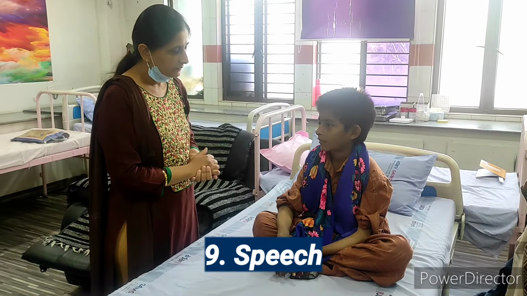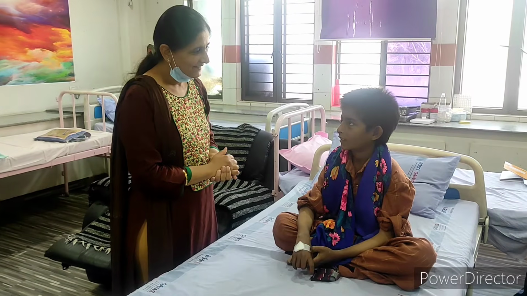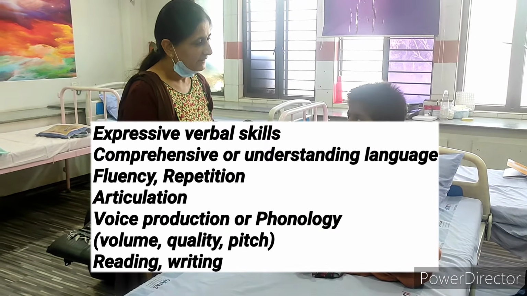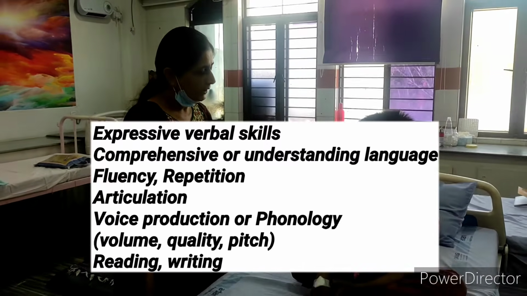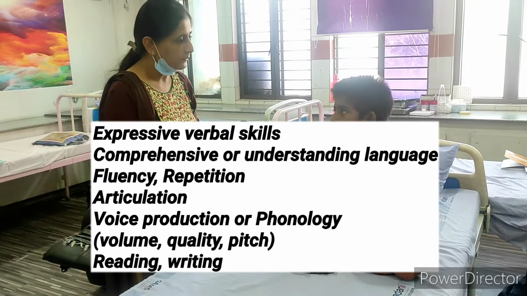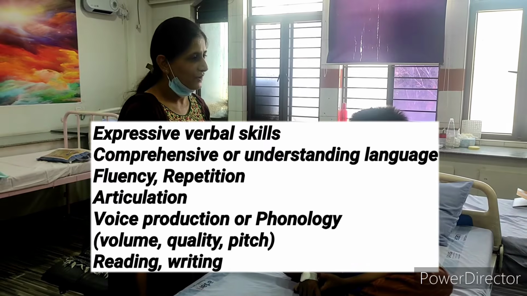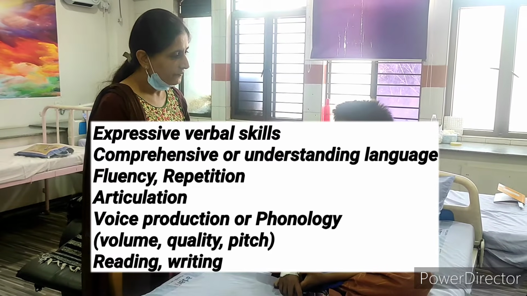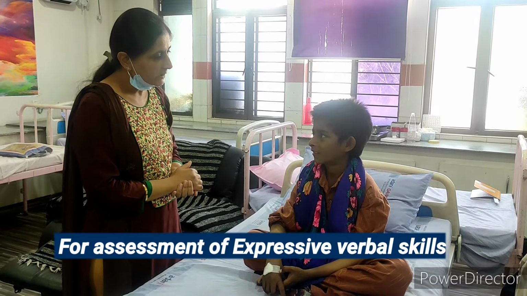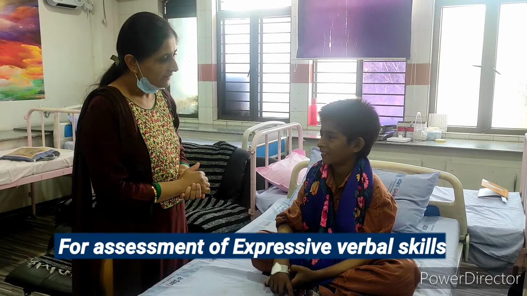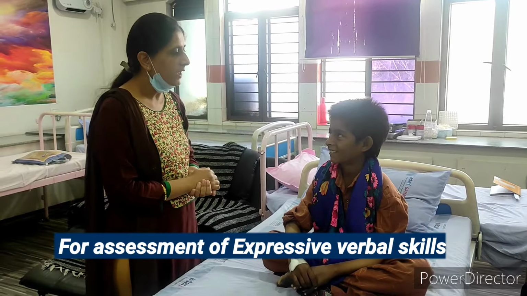After that, we have to assess the speech of the child. There are various levels of speech production which should be assessed in terms of expressive verbal skill, comprehension or understanding of the language, fluency and repetition, articulation, voice production or phonology, in which volume, quality and pitch, reading and writing. To assess all these components of speech, we have to ask some simple things. Example, we can ask what is your name, where do you live, how old are you. Then check whether the child is able to answer fluently or not.